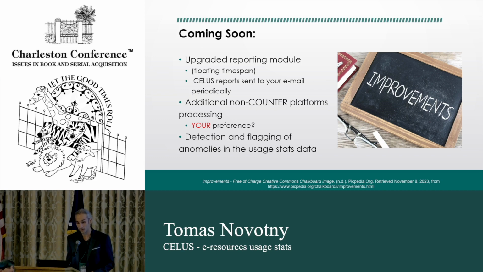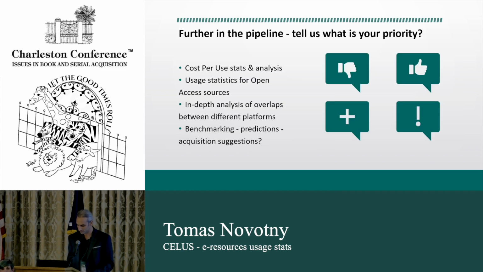And also we are working on detection of anomalies in the usage stats data. So whenever there is some exceptional peak or something strange in the data, it would flag it to you and send you an email. So that's what we are currently working on, and we will be launching these new features probably in the next 3 or 6 months. But there's much more that we currently have in our pipeline and in our heads.